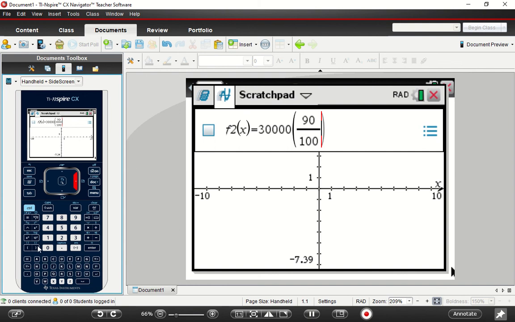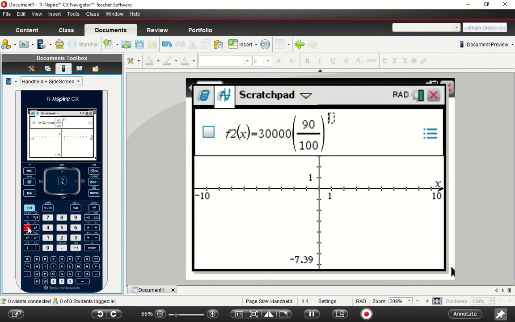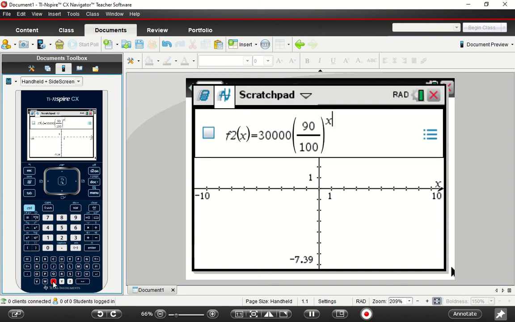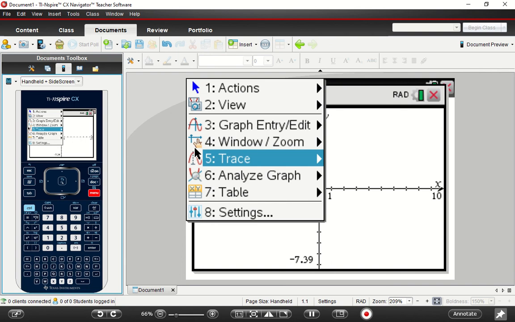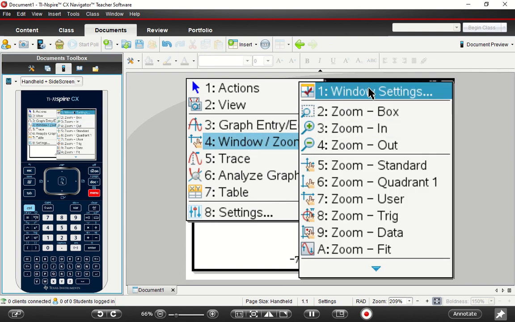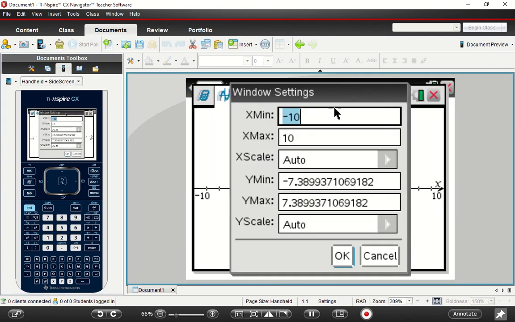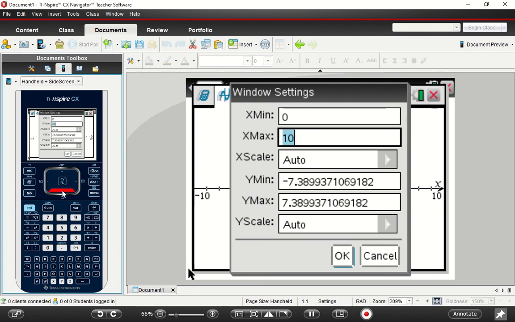So it should be starting at 40,000, which means we need to change the settings. But what settings in particular? Menu. Okay, we're doing menu, window. So what do you think the minimum x value is? 0, because we're going to start at 0 years, in 2008. And let's go 10 years. Okay, 10 years is fine, because we did the math all the way to 8.